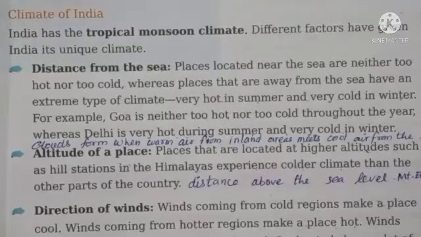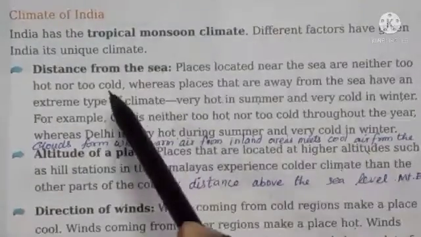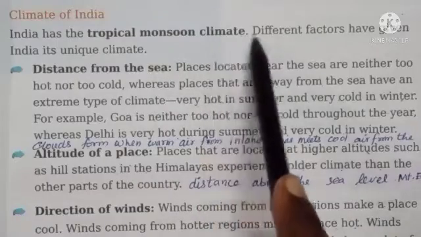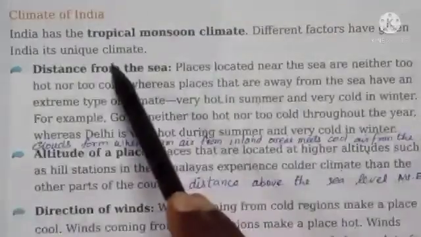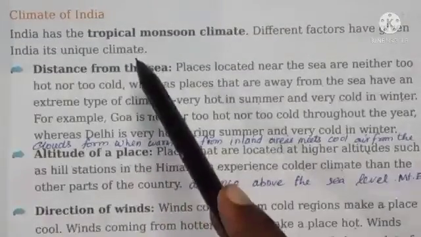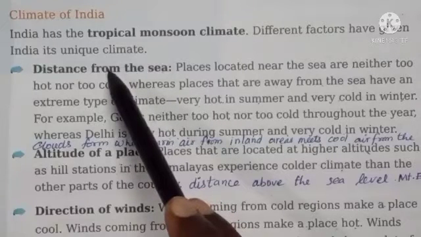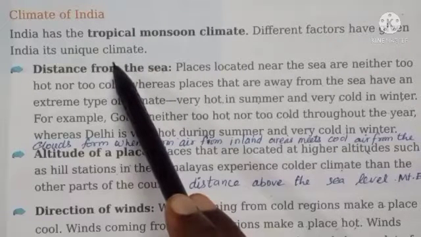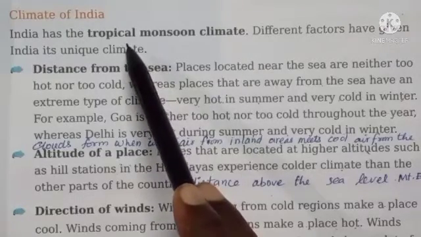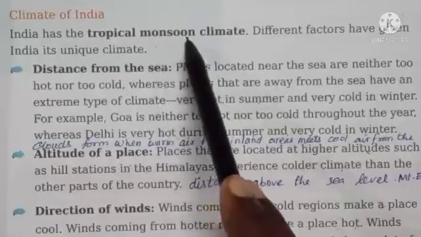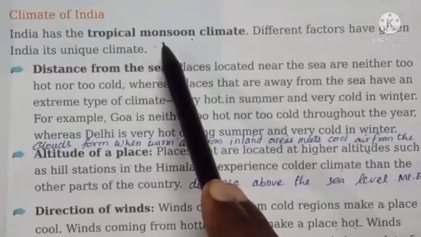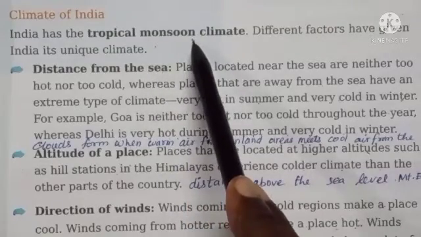Now let's see the climate of India. India has the tropical monsoon climate. Different factors have given India its unique climate. Unique means it will be one. There is no other climate like that. So India is having what type of climate? Tropical monsoon climate. And why do we have this type of climate, and what are the factors?